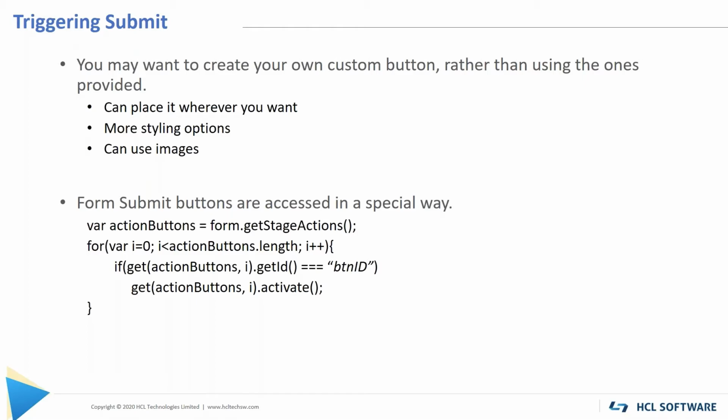It returns you all of the buttons that are available in that stage. And usually it's going to be anywhere from 2 to 4 or 5 buttons, depending on what your workflow is. So we find the button ID we're looking for, and then we activate it.